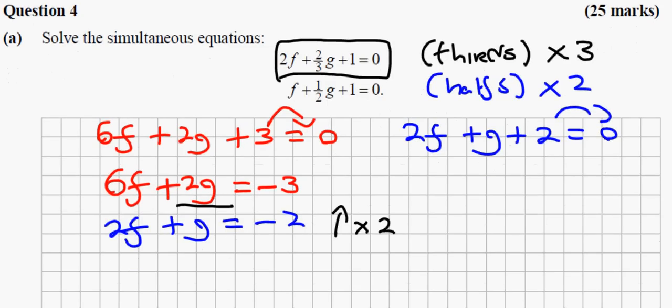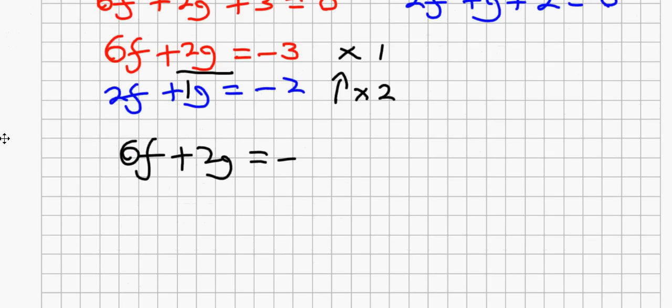The bottom formula, which is here, sees the 2g. So you got to multiply the bottom formula by 2, and the 2g here sees 1g. So you got to multiply the bottom one by 1, top one by 1. And what happens is we multiply these out. The top one stays the same, and the bottom one changes. So we get 4f plus 2g equals minus 4.